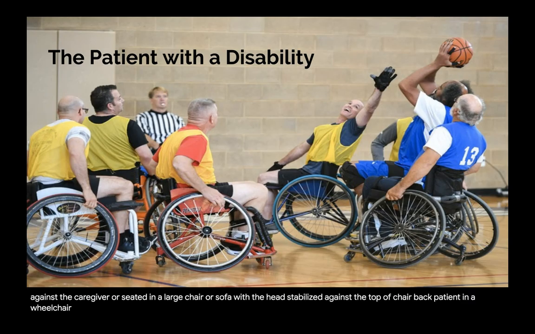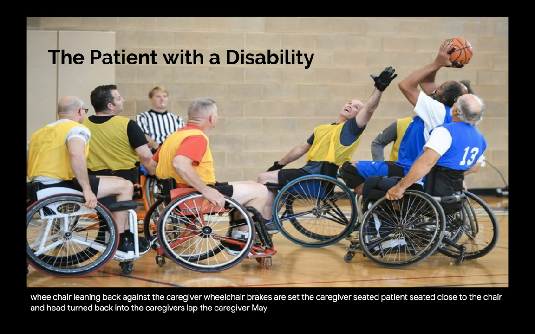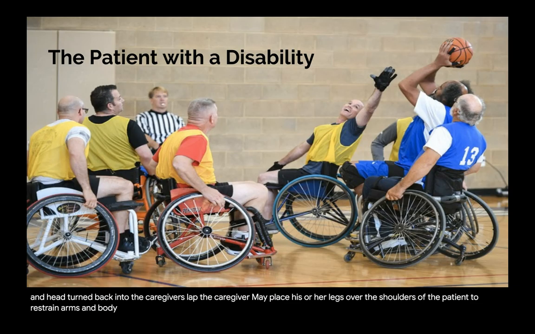Patient in a wheelchair leaning back against the caregiver. Wheelchair brakes are set. The caregiver seated. Patient seated on a pillow on the floor in front of the caregiver with back close to the chair and head turned back into the caregiver's lap. The caregiver may place his or her legs over the shoulders of the patient to restrain arm and body movements.